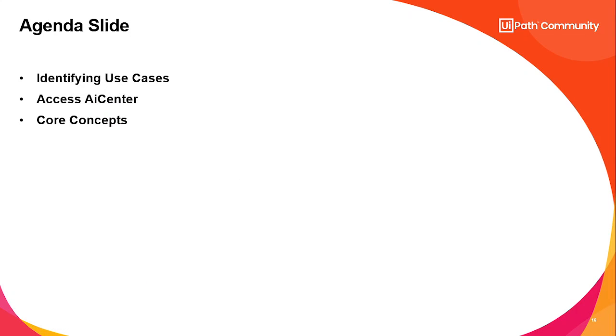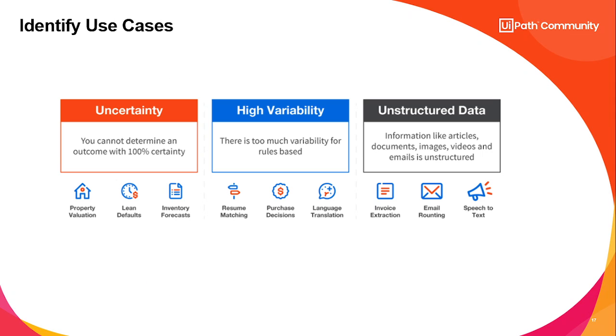Firstly, identifying the use cases. The AI Center comes into the picture where we have the complex automations. Wherever you think there is no chance of doing that particular automation in native RPA, we go with AI Center. So possibly the process which we use AI Center for should definitely be in either of these three.